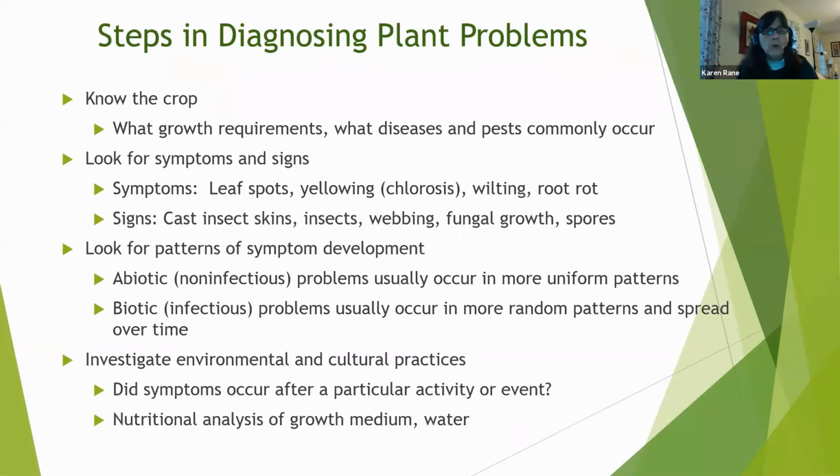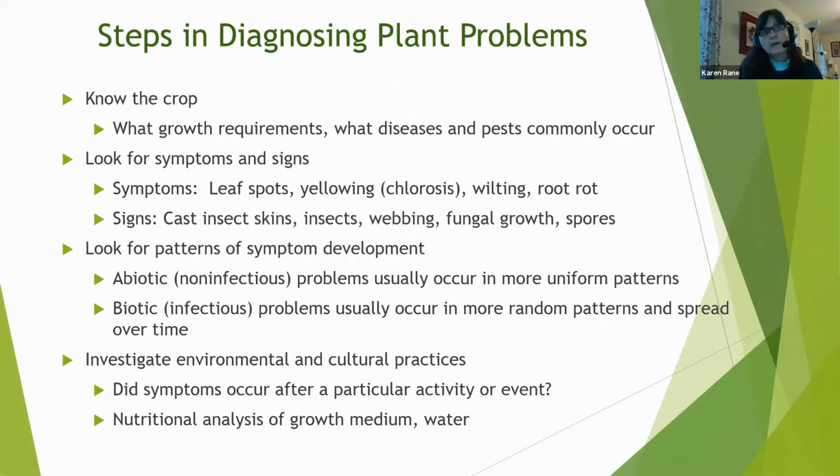And finally, you want to investigate the environmental and cultural practices that may surround or may have induced the kinds of symptoms that you're seeing. Very often we see symptoms after a particular activity or event. Maybe the fertilizer injector broke, and so you start seeing a pale green coloration in the crop because you're not getting the fertilizer that you thought you were to the plants, to the crop.